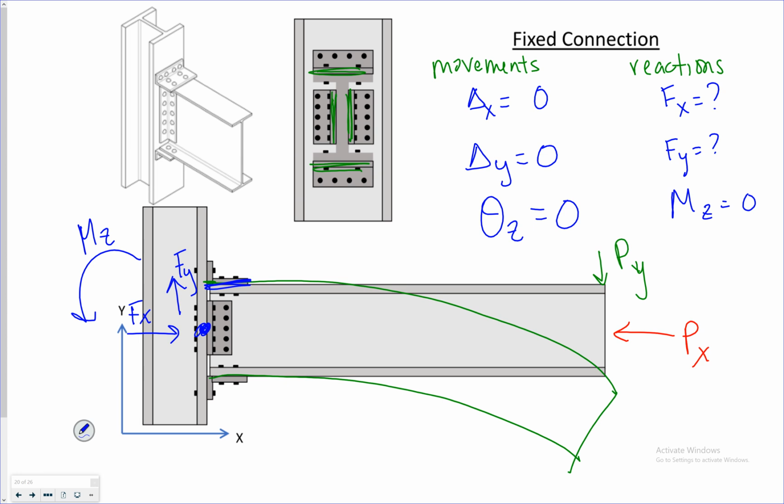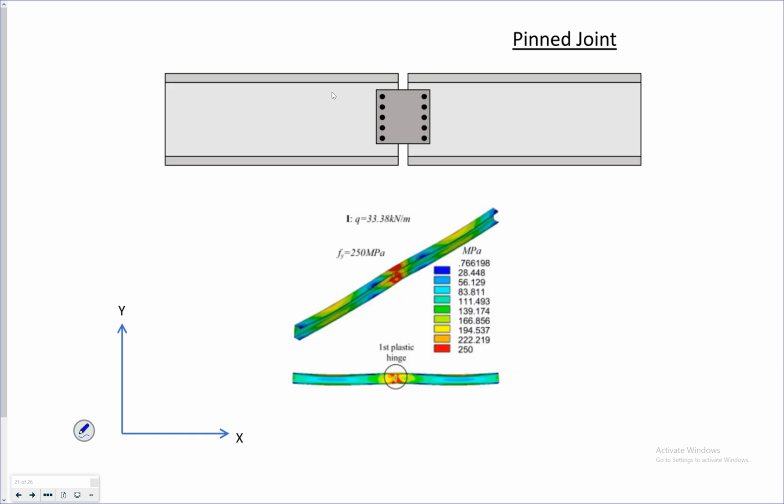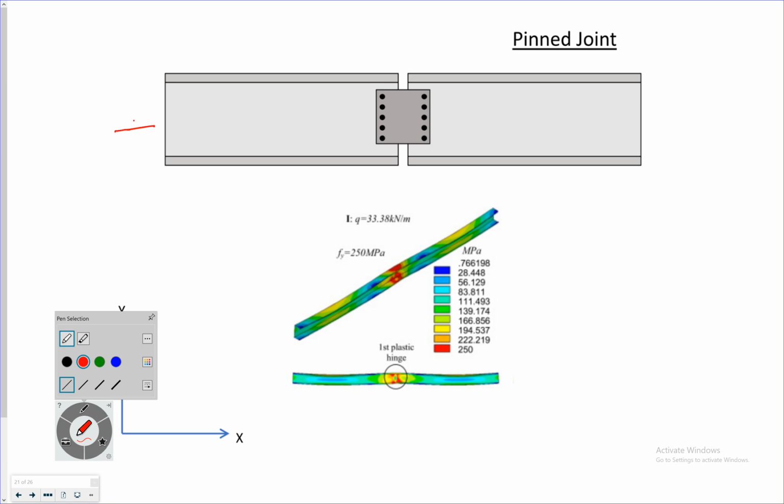Okay? So those were all for supports, but now what if I'm joining two different beams or two different columns? Well, let's see. If I apply some type of force, let's say I'm applying a tension force in the horizontal direction.